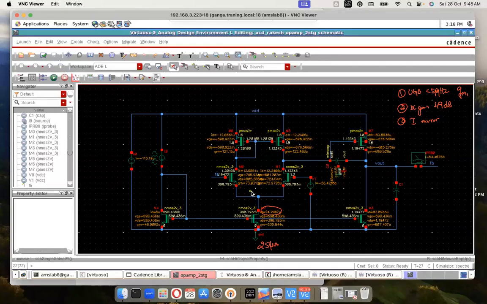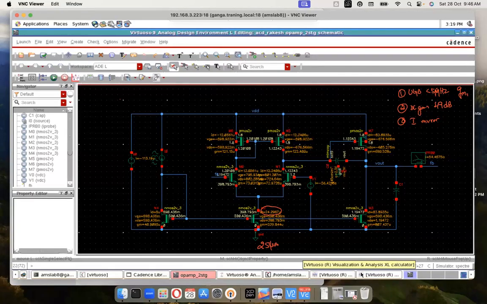What could it be because of? Because of probably the VT that we considered for calculation is not very accurate. The VT varies with respect to W and L. Keeping that in mind, VT probably is slightly different, and because of which the GM calculated is not very accurate. 73 here, and the output driver GM we wanted 785, but we got 690. So let's go back to the curve and see.